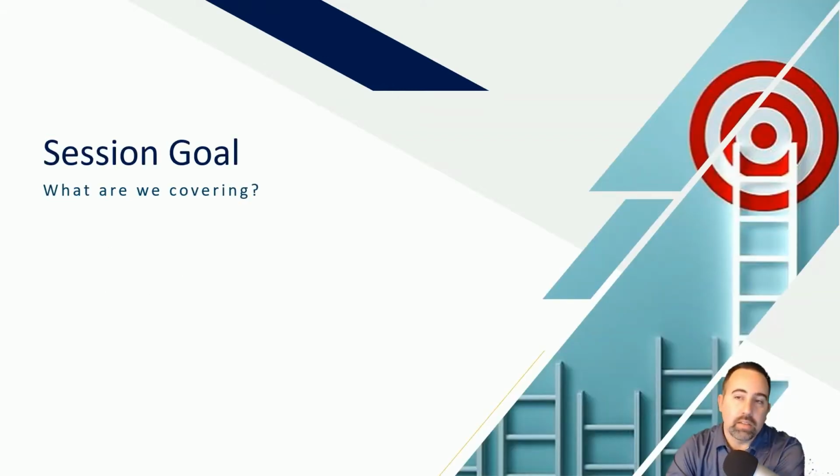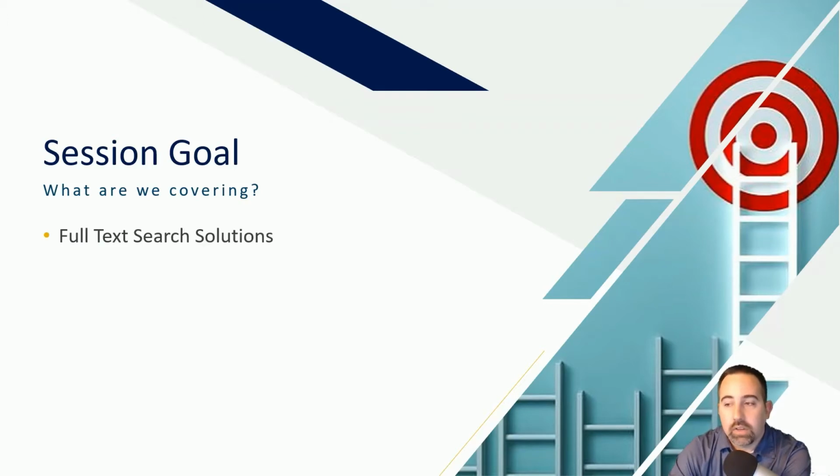So let's talk about today's session goal in a little bit more detail. Today we want to talk about full text search solutions. We're going to go over how we're using Couchbase for this, how it was achieving our full text search. We're going to talk about how we were measuring those search results. And we ended up deciding that in order to get the results that our clients wanted, we ended up using certain parts of Elasticsearch.